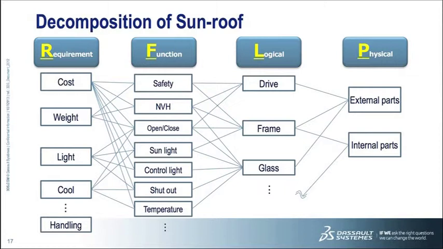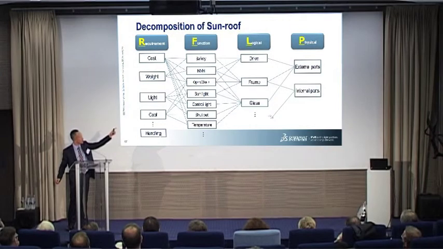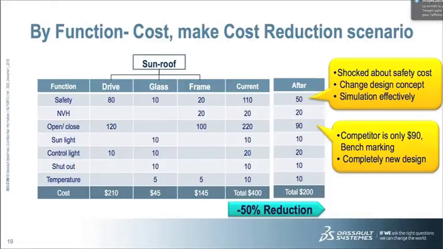I like a very open light, and then open close, sunlight control, and the breaking down, which kind of function, drive and frame, and then physical. So that's why RFLP. How do we reduce cost? If we succeeded this, we can do like this. So you can see sunroof, drive modularization, moving, 210, glass, 45, and the frame, 145. Total became 400. That's usually coming from below materials.